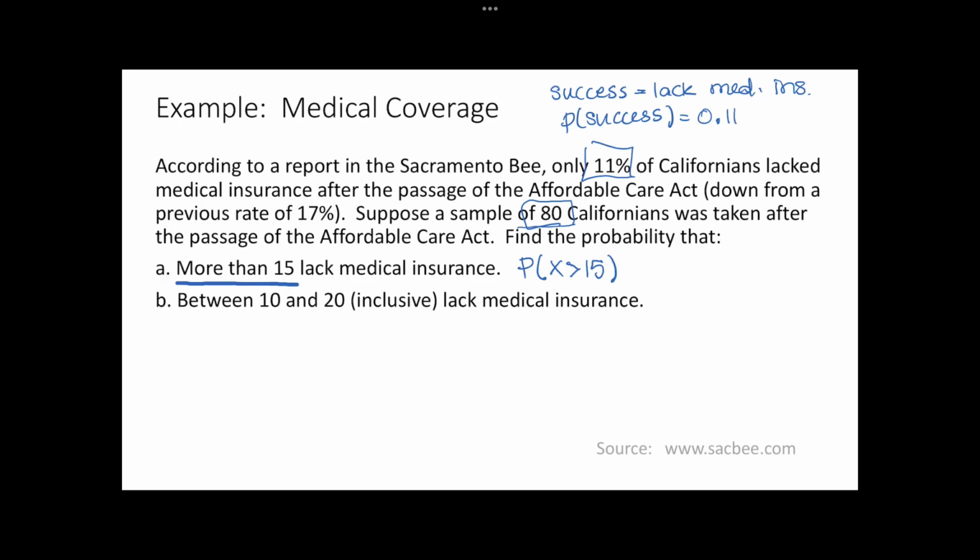Before we compute that probability, let's think about part B. Here I want between 10 and 20 inclusive lack medical insurance. In this case, I want the probability that X is between 2 values, and because it says inclusive, we're going to include the "or equal to." So between 10 and 20.